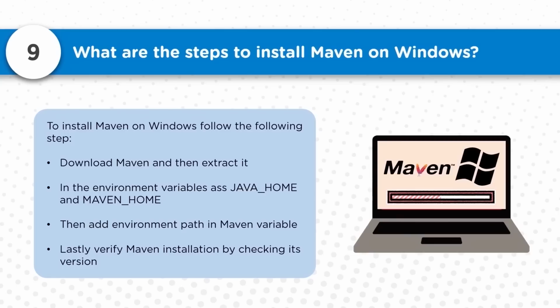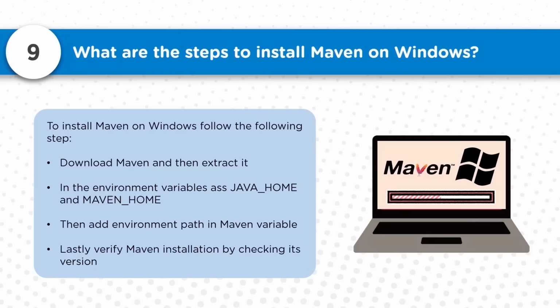Now what are the different steps involved to install Maven on Windows? All you have to do is first download the tar file from the Apache Maven repository. Once that is done, you have to set up a couple of environment variables.